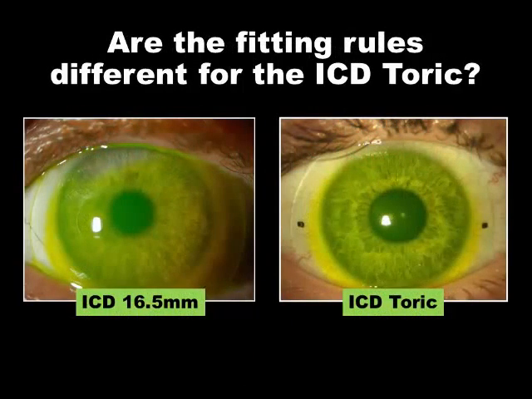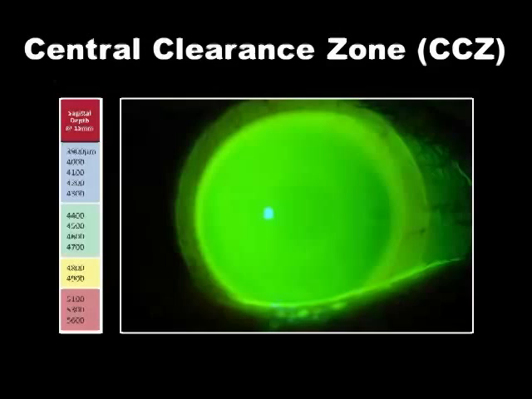Now again, let's go back to, are the rules any different when we fit an ICD 14.5, 16.5, or the ICD toric? And the rules are the same. We start with the apical clearance. Does our lens clear the central cornea? Are we going to vault the central corneal tissue the same way we do with the symmetrical lenses in the family? If there's any corneal bearing, go up higher in the fitting set by at least 300 microns, 400 is probably safe. So if we put on a 4200 and it touched the cornea, then we're going to go up to a 4600.